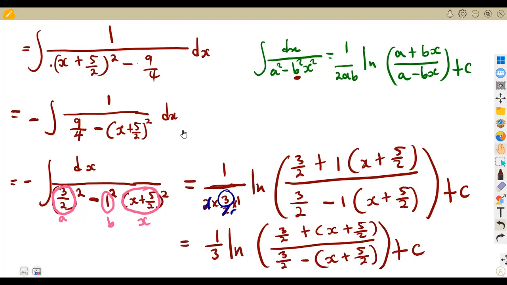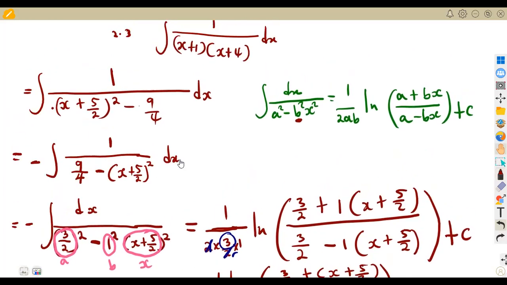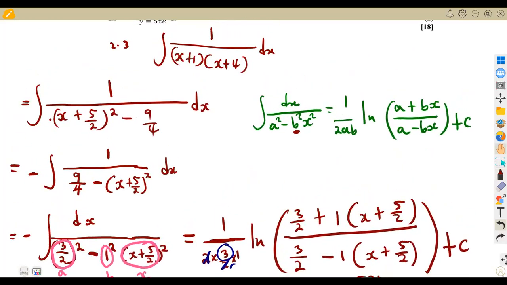So that was the whole situation that we had. We were given a hidden quadratic expression. The quadratic expression was hidden, and we had to pick it out and complete the square.